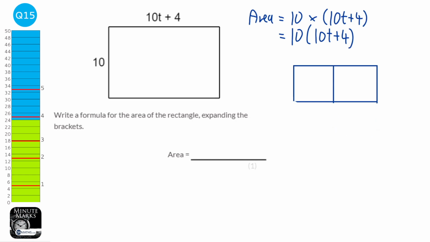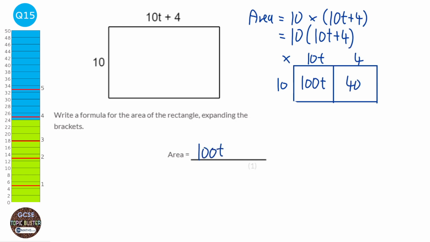So we've got 10 times 10t plus 4. And we're timesing them, so 10 times 10t, 10 times 10 is 100, so it'd be 100t, 10 times 4 is 40. So our answer will be 100t plus 40.